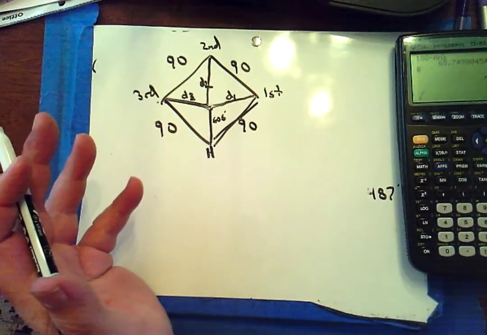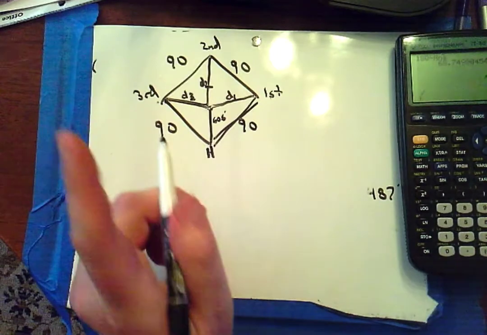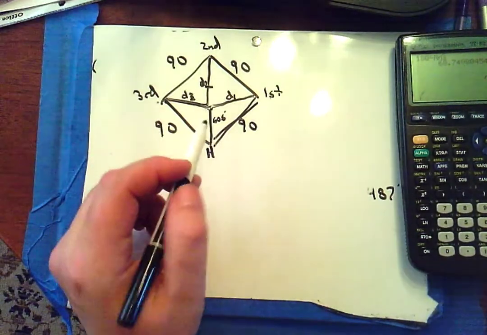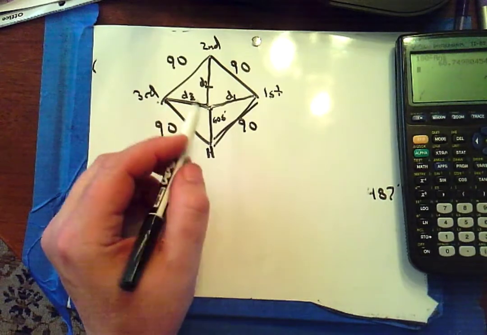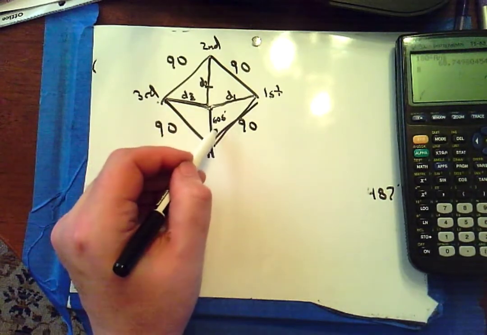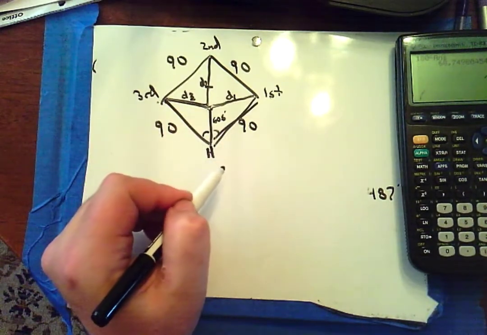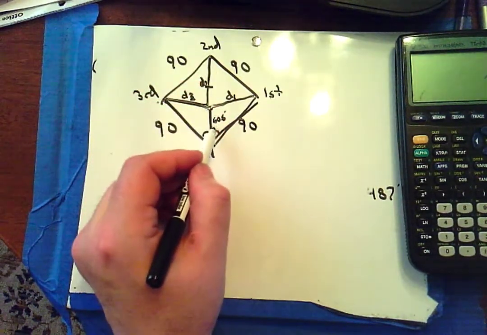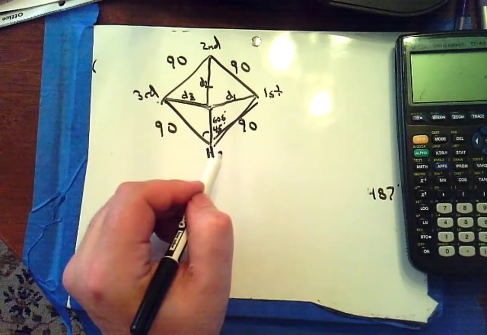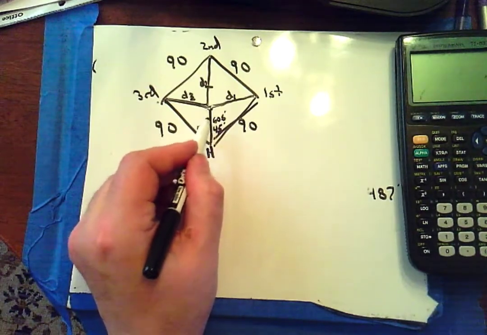Anything else? Well, here's something we do know. While we don't know in a parallelogram, we do know in a square and in a rhombus that these angles are equal. And so this diagonal cuts this angle into two equal pieces, and so that's 45 degrees. And this is 45 degrees.